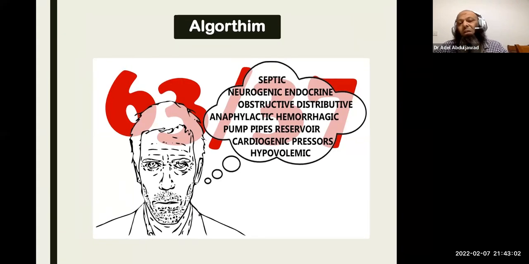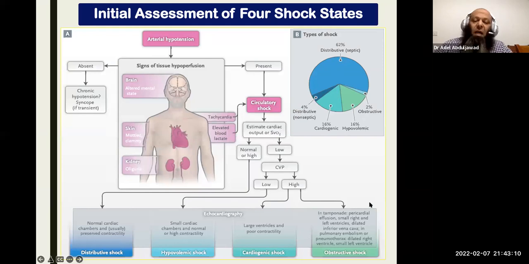So what about the algorithm? If you want to apply certain algorithms, this is a simplified algorithm adopted from a review article published in the New England Journal of Medicine, a very nice one, and I encourage everyone to download this review article about circulatory shock. If you want, inshallah, I can send you the download link for this nice article, and I like it because it's an interactive article.